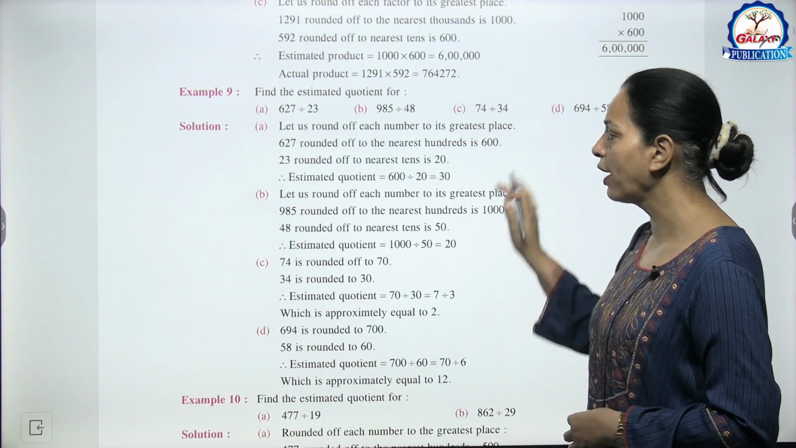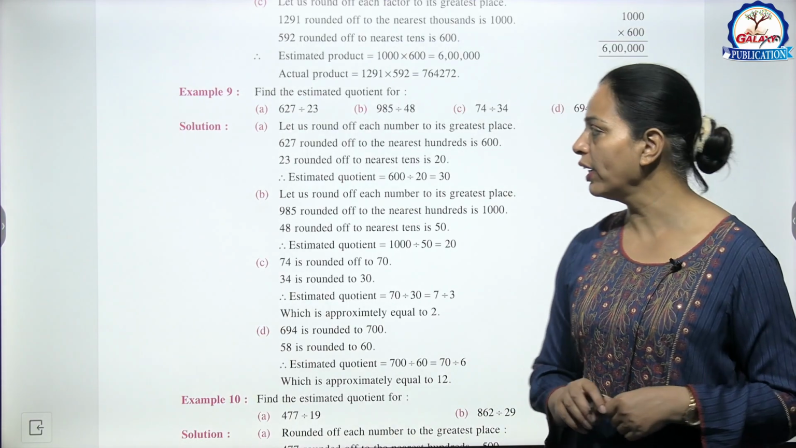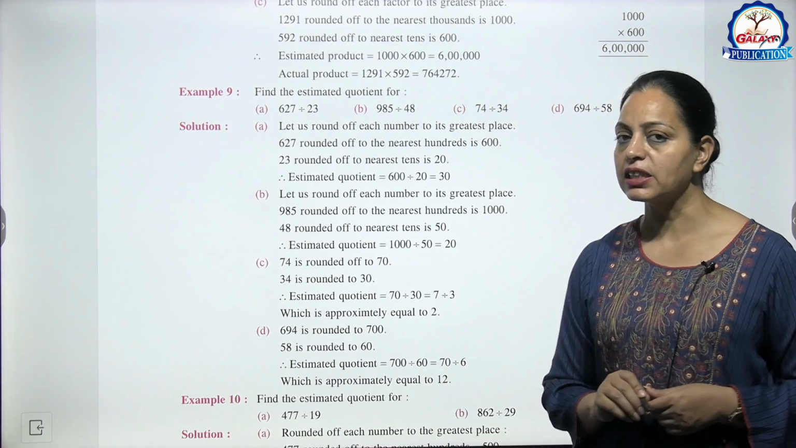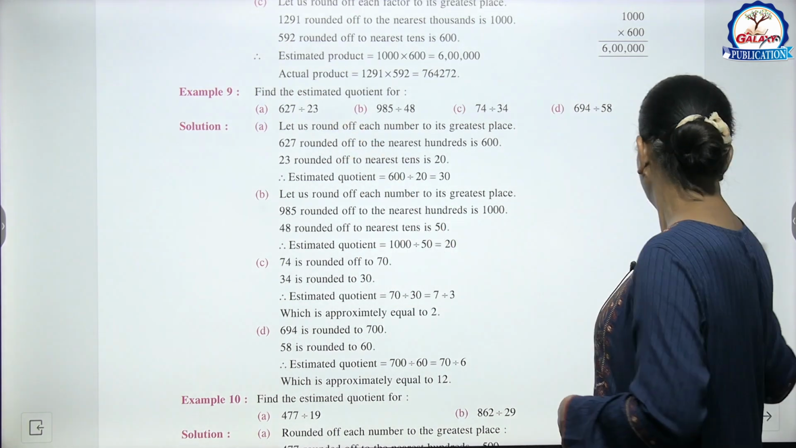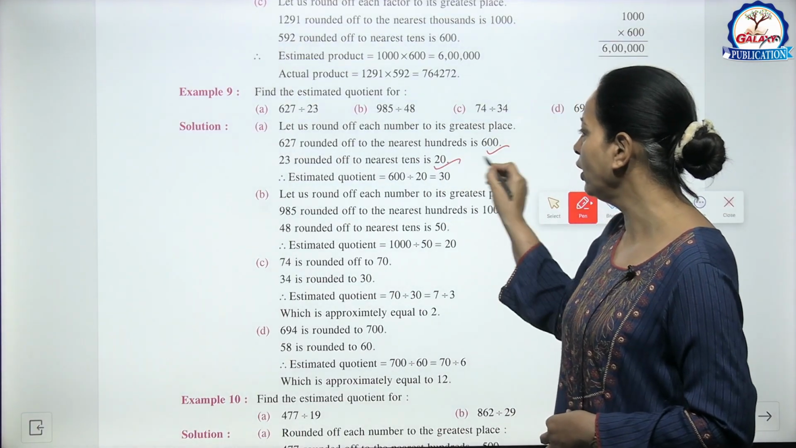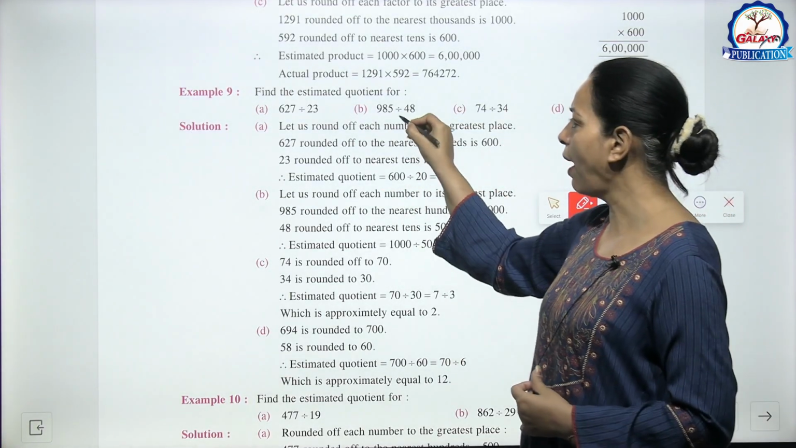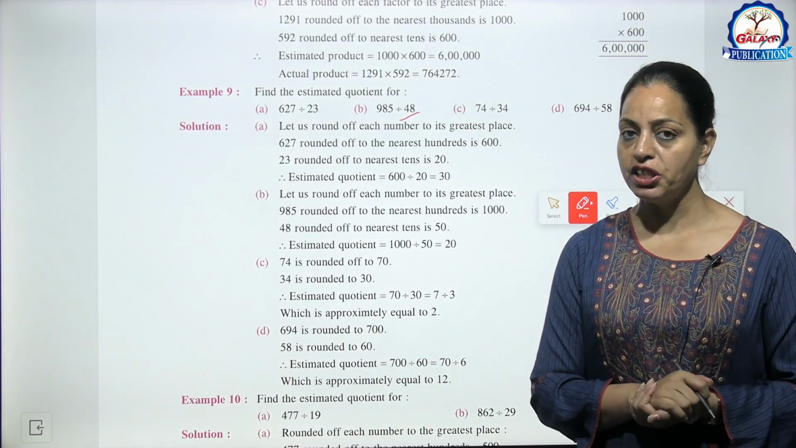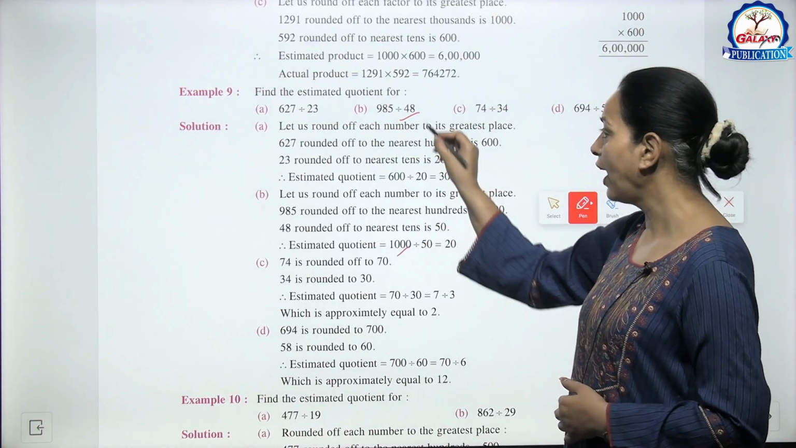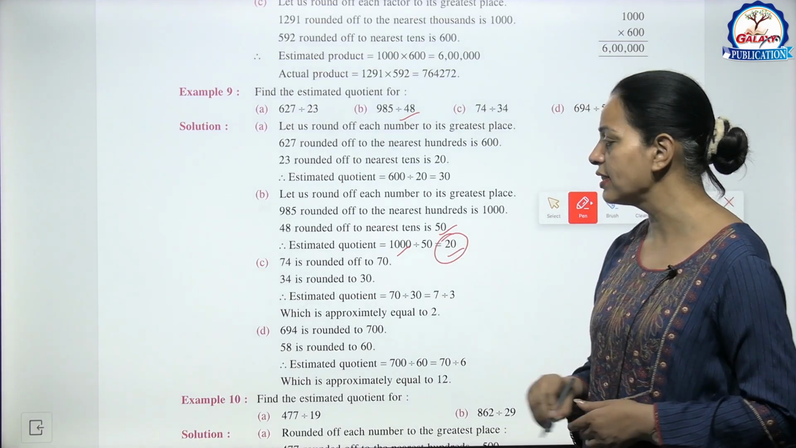Now come to example 9. Find the estimated quotient for, like A part, 627 divided by 23. So let us round off each number to its greatest place. So 627, this is rounded off to 600, and 23 rounded off to 20. दोनों को divide कर देंगे, answer is 30, right? Now B part, 985 divided by 48. So 985 round off करेंगे, it becomes 1000, and 48 rounded off to 50, right? So divide, we are getting answer 20.